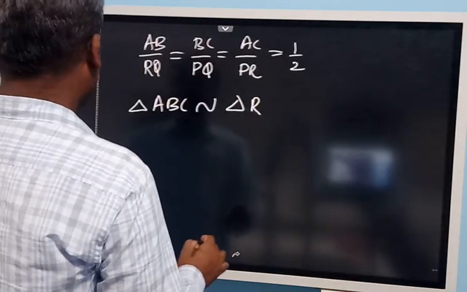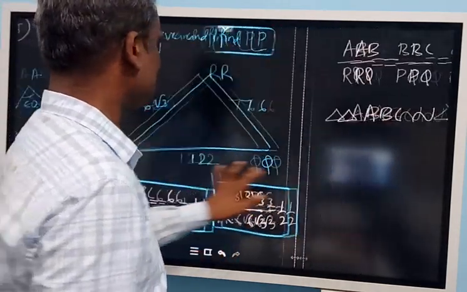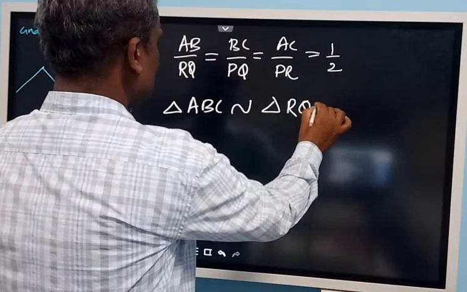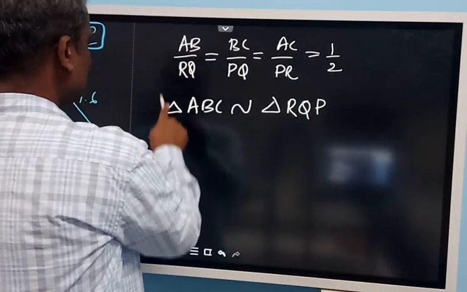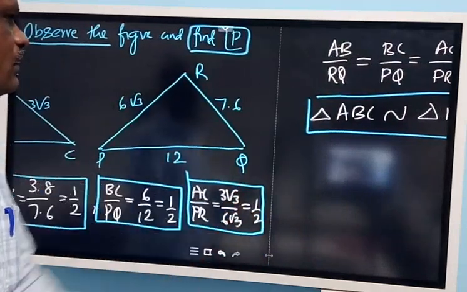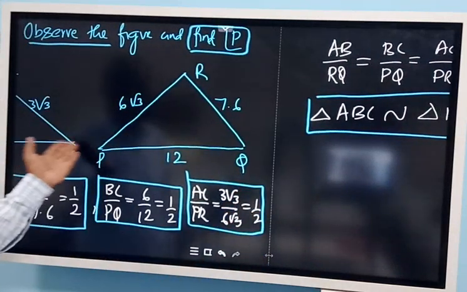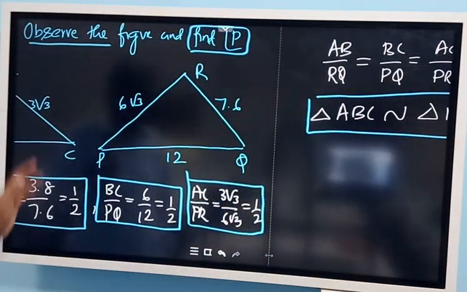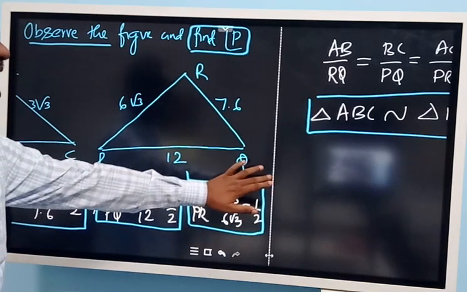Then for B it is Q. Then what about P? So this is the sides. You observe the sides. For AB, what is the corresponding side? What is the BC corresponding side? So you have to look at that and accordingly you write the triangles are similar.